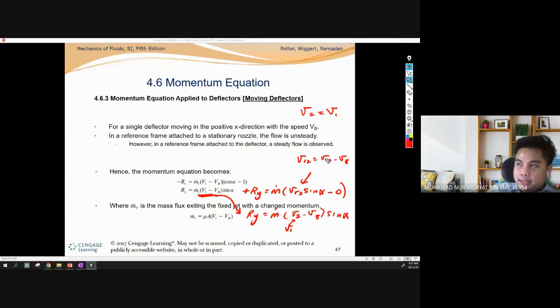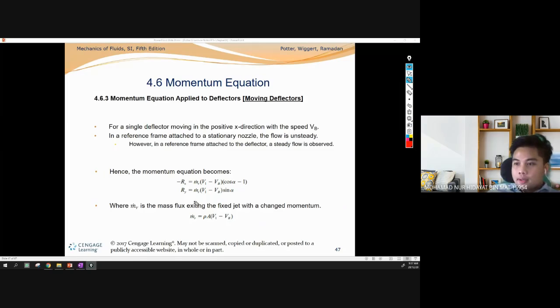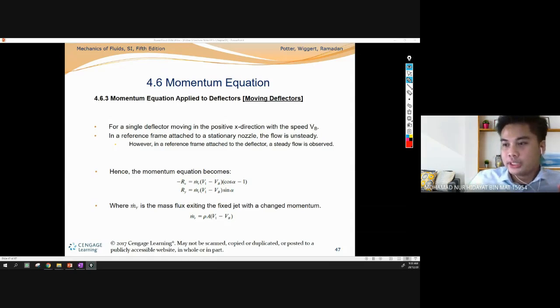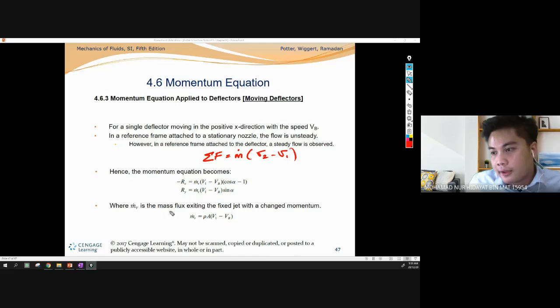One more thing I would like to highlight: when the momentum equation is applied to a moving deflector, we are not going to use just any mass flow rate. Previously we discovered that the summation of force equals mass flow rate times V2 minus V1. Here we use a different mass flow rate: the mass flux exiting the fixed jet with the change in momentum. Because we have the change in velocity, definitely we have the change in momentum. So what is MR? Here we refer to M relative, the relative mass flow rate.